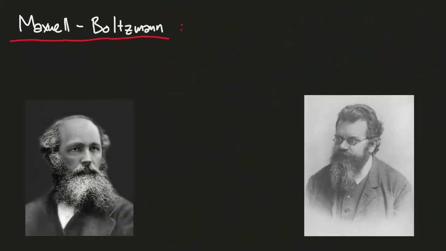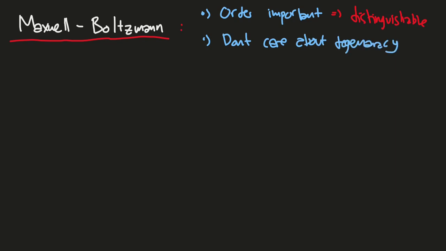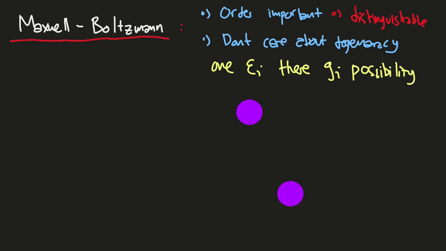The first case is Maxwell-Boltzmann. This case is about the distribution of particles that have these properties. First, the order of particles is important, so each particle is distinguishable. I mean, we treat each particle as a different individual. And second, we don't care about degeneracy. What I mean by degeneracy here is, for one Ei, there are gi possibilities, not necessarily one.